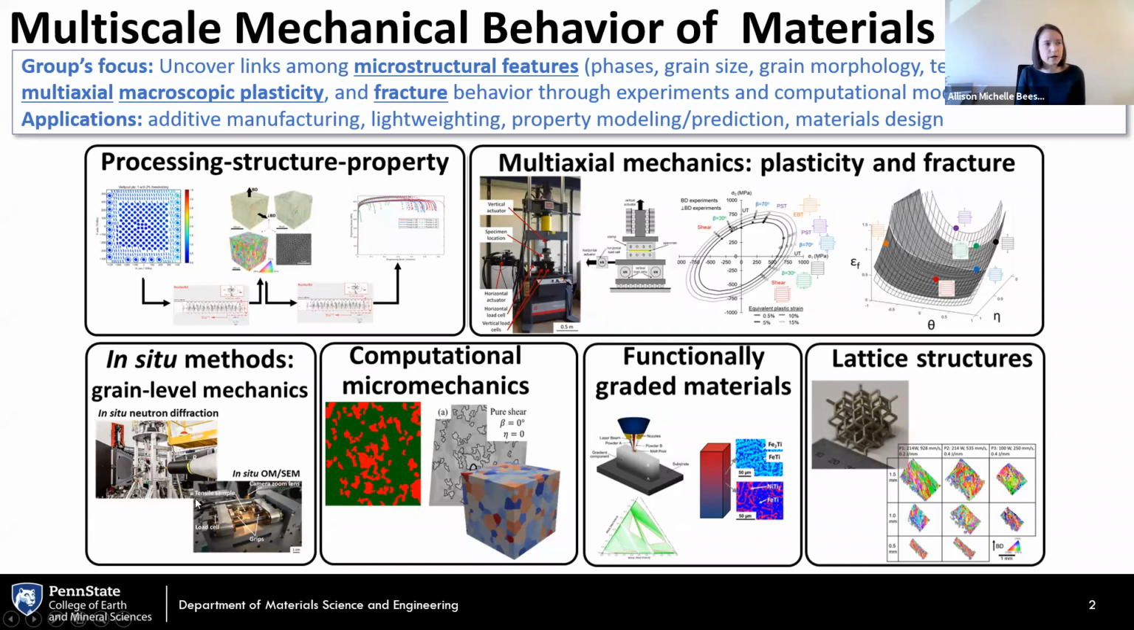So in situ neutron diffraction, this is an image of the Vulcan beam line at Oak Ridge National Lab, where we can perform mechanical tests while also measuring neutron diffraction patterns to understand how different grains or phases deform under different environments. And then also this is a small scale mechanical test frame, also custom built, that can be used to interface with optical microscope or scanning electron microscope so we can start to identify grain level behavior. We can then interrogate that further with our computational micromechanics approaches.